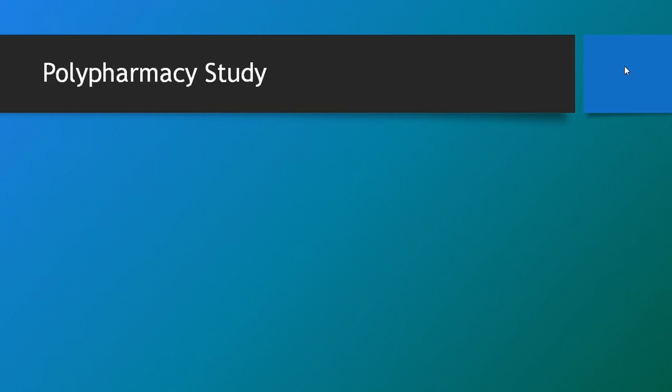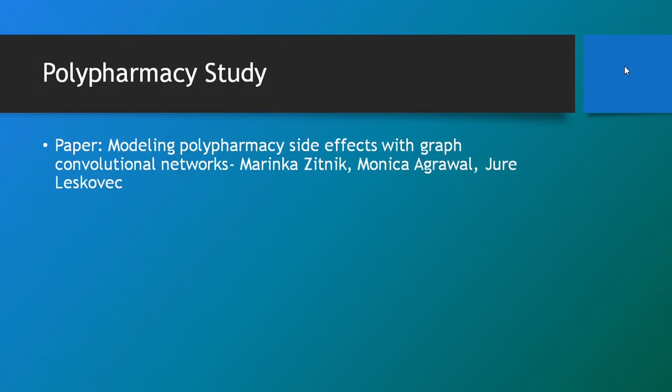Polypharmacy study. The polypharmacy case study has been picked up from the paper Modeling Polypharmacy Side Effects with Graph Convolutional Networks. You can find out more about this case study through this paper.